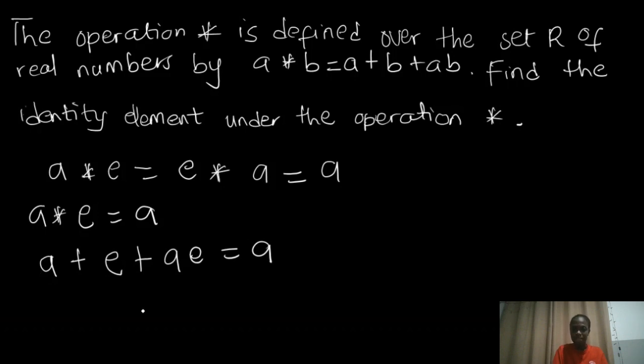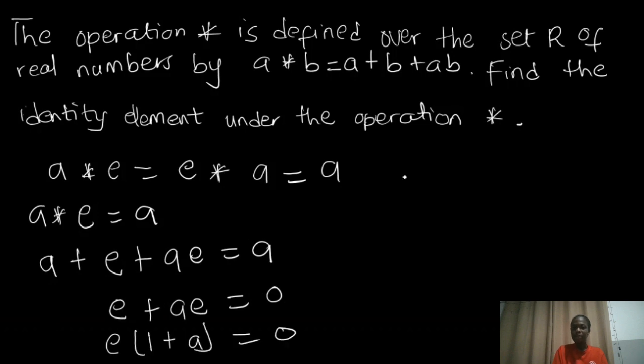So you end up getting E plus AE is equal to 0, right? Now we are going to factorize E outside from here. If you factorize E outside, you get 1 plus A, which is equal to 0. Now, if you make E the subject, you get 0 over 1 plus A. And 0 over any number is 0. So here we say that our identity element is 0.